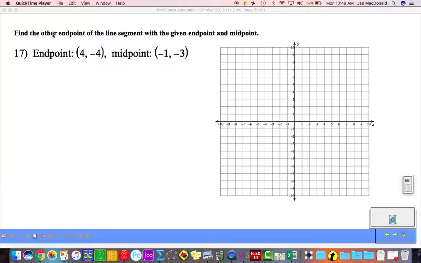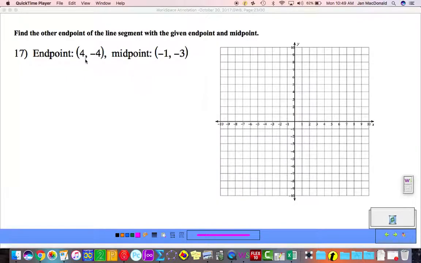Let's take a minute and read our directions. Find the other endpoint of the line segment with the given endpoint and midpoint. So we have some sort of line segment that has an endpoint and a midpoint, and we're looking for the second endpoint. So let's plot our points.